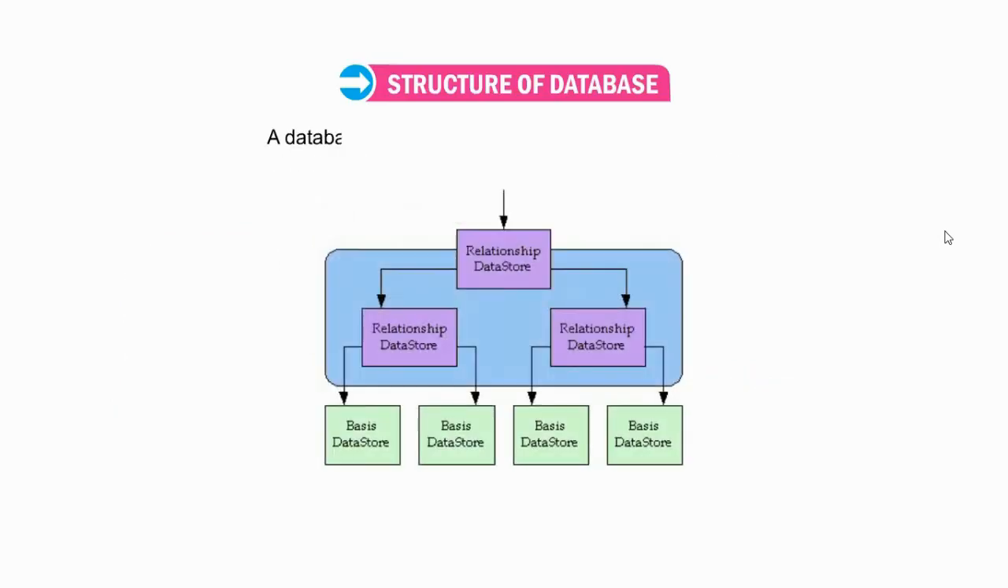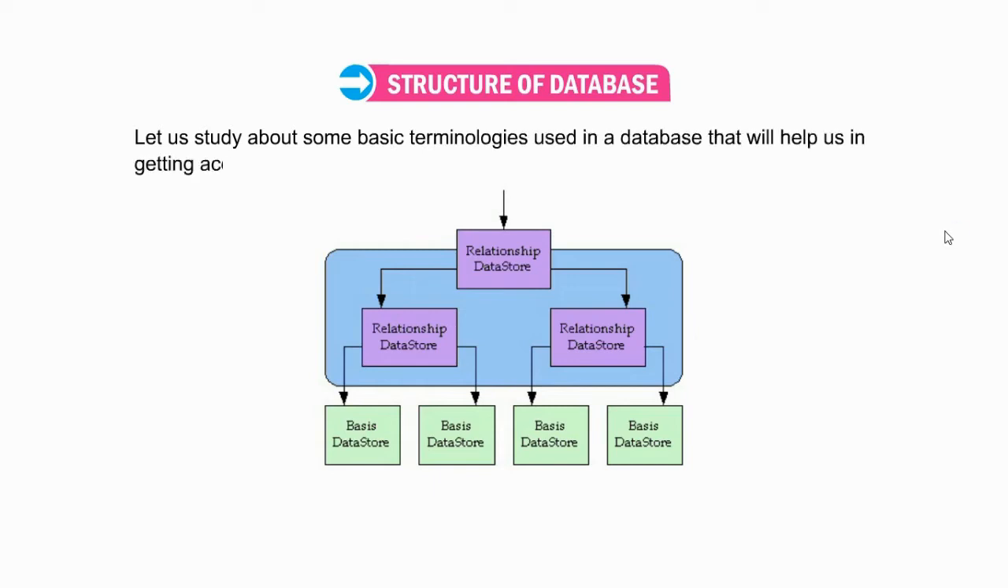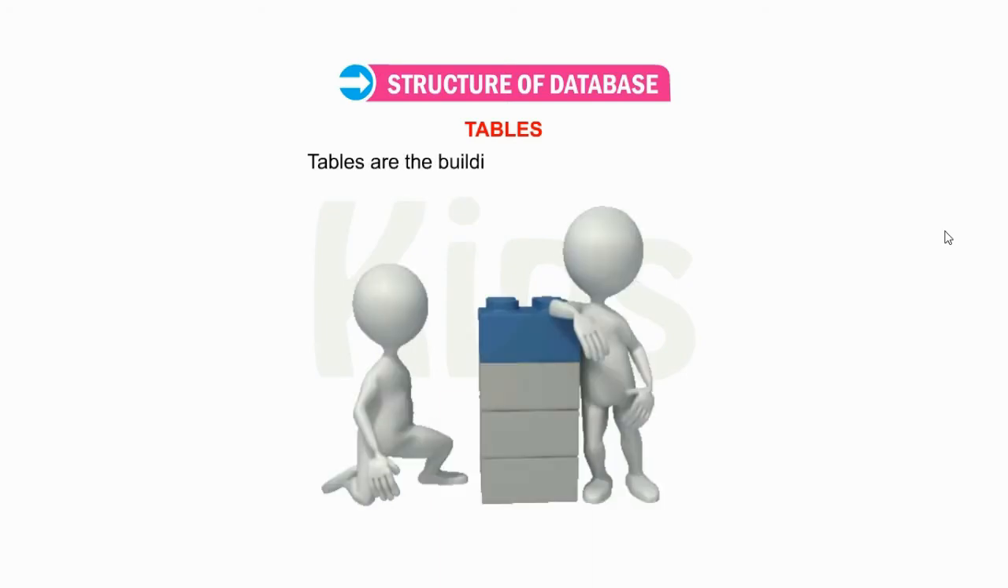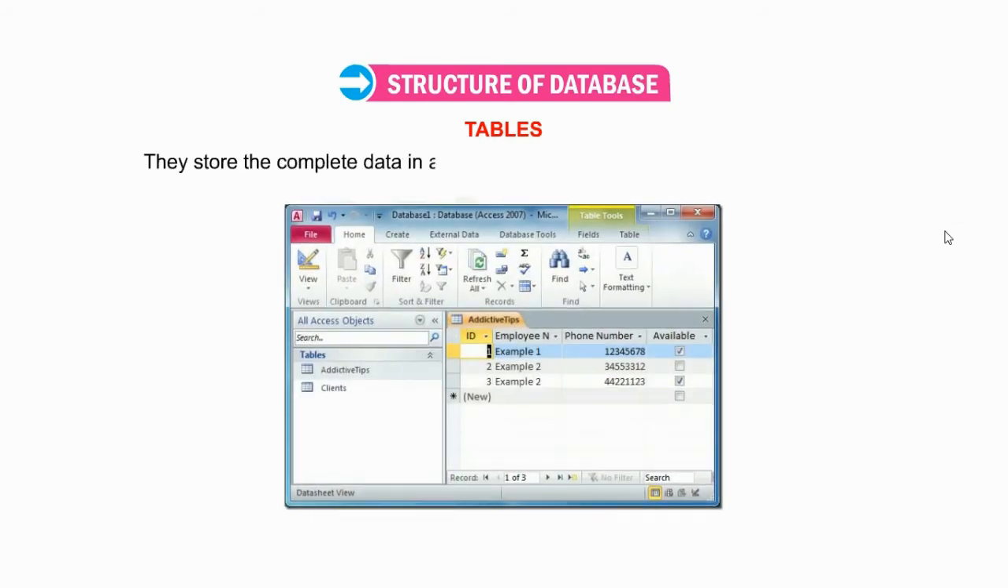Structure of database. A database contains a specific structure to store data. Let us study some basic terminologies used in a database that help us in getting acquainted with the functioning of a DBMS. Tables. Tables are the building blocks of a database. They store the complete data in a structured manner, that is, in the form of rows and columns. Every table has a finite number of columns and rows.